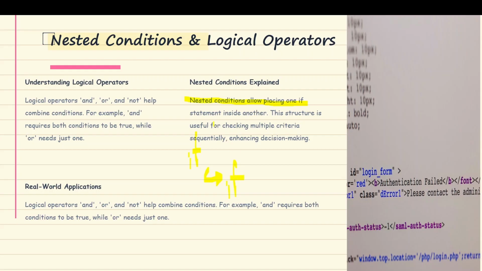Here it is written: the structure is useful for checking multiple criteria sequentially, enhancing decision making. So by using a nested condition, we get more sequential answers, which is better for decision making. Here it is written a real-world application of logical operator and, for example, as we have discussed in our previous examples.